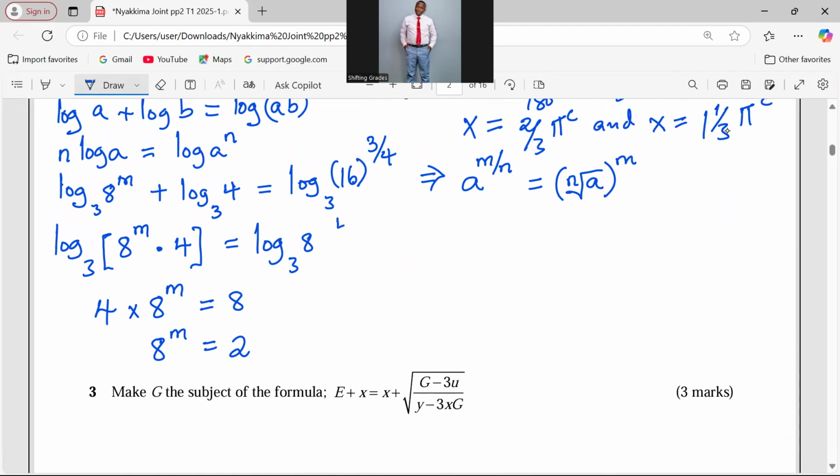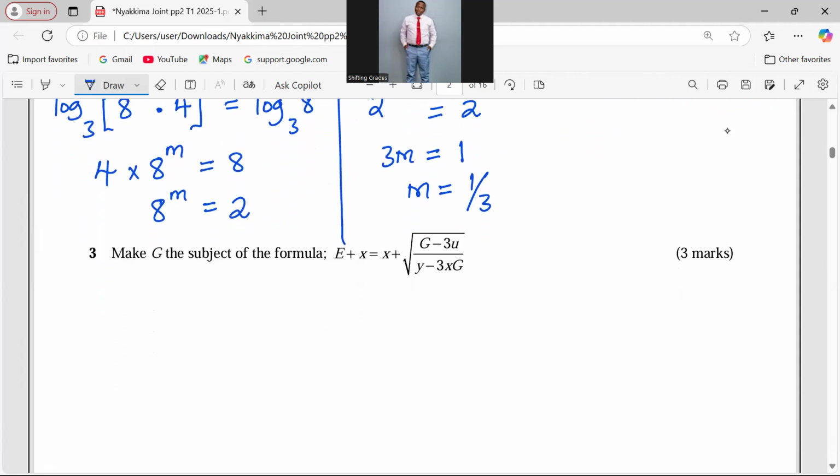indices at this particular stage, whereby I'm going to express the composite number, which is 8, in base 2, such that 8 becomes 2 power 3. There is an existing power of m there. This is equal to 2 power 1. Now at this point, because bases are the same, we can equate the indices such that 3 multiplied by m is equivalent to 1, and the value of m is exactly a third.